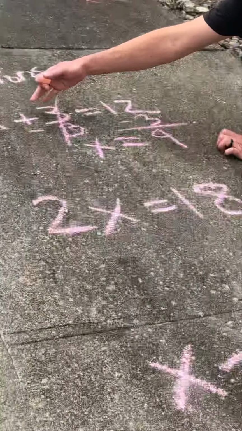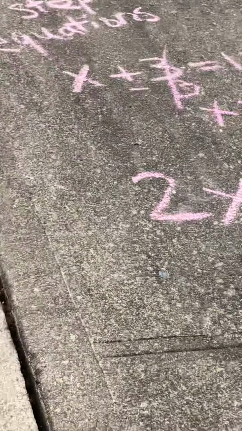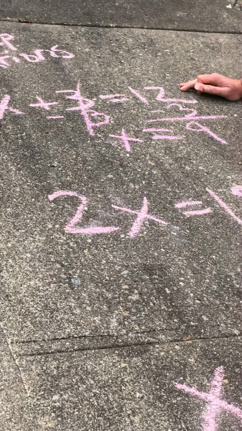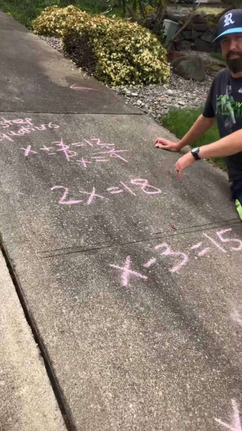Now we can check these out by going back to our original equation. If we have x here, we'll put in 9. 9 plus 3 is 12, so it's a true equation. So we're good to go. All right, let's go on to this next one here.